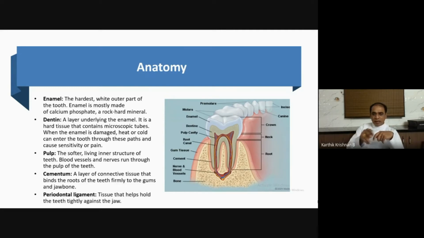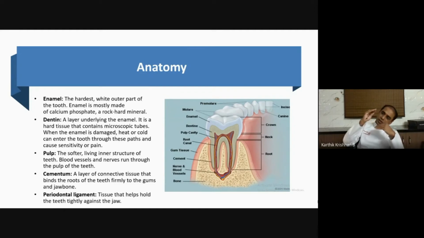Below that, the red part is called the pulp, that is the heart of the tooth. It is the softer living inner structure of the tooth. The pulp is nothing but an entangled structure of blood vessels and nerves, and it is encased within the dentine. Then the outside part of the dentine in the root part.